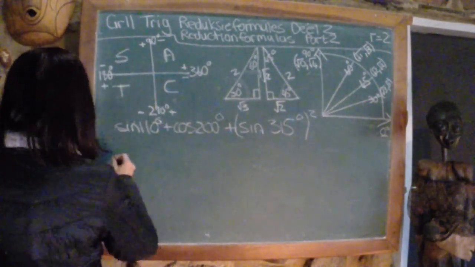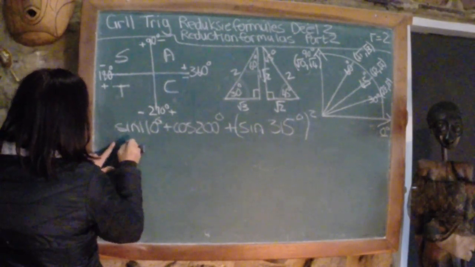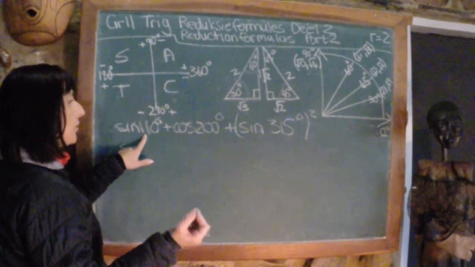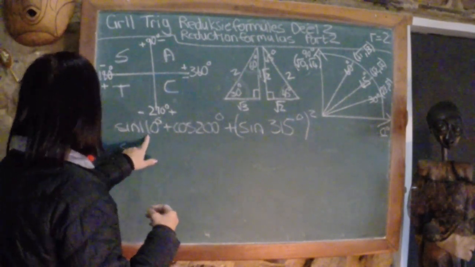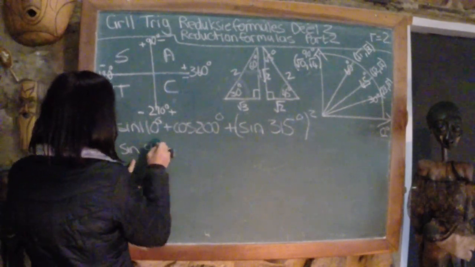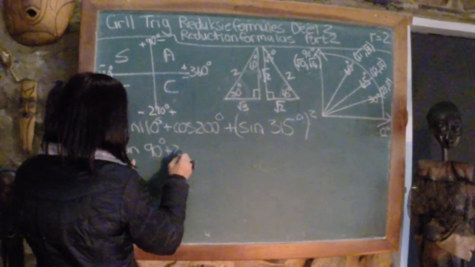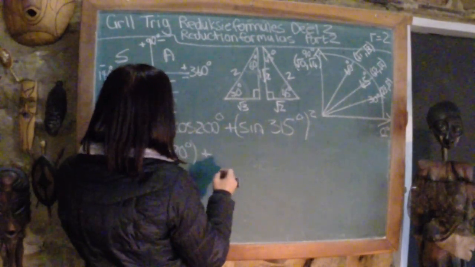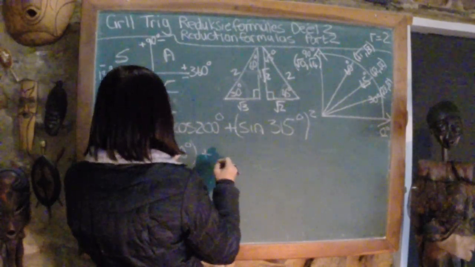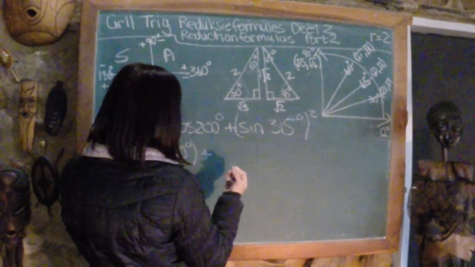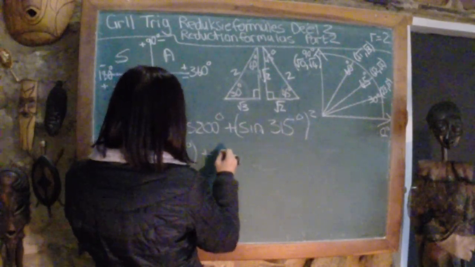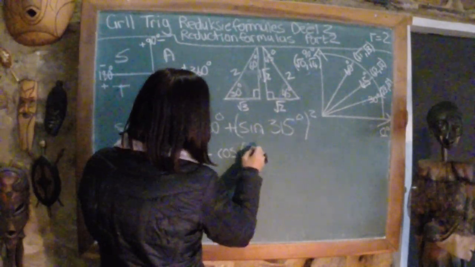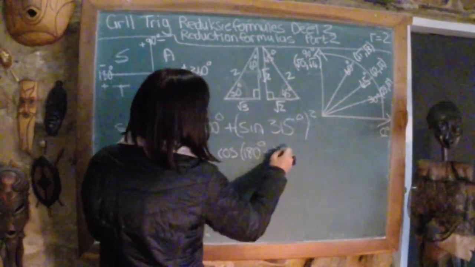Okay, let's use our reduction. I've got the sin of, and I can use a cofunction or I can use a reduction formula, it doesn't matter. Let's use a cofunction of 90 degrees plus 20. There we've got cos 200, so we can take, let's see, we can take a 180 plus 20. So I've got a cos of 180 plus 20 degrees, and that's very good.